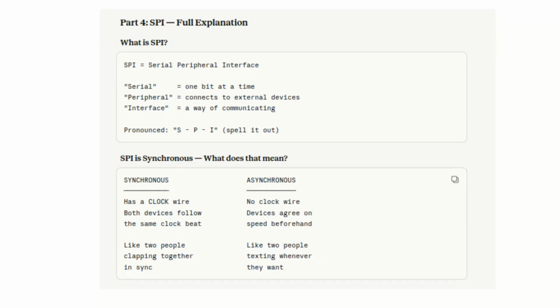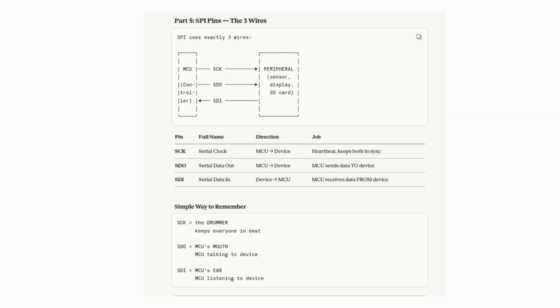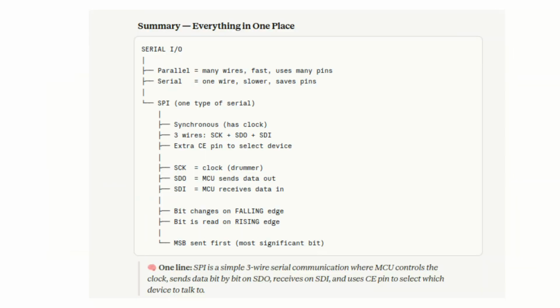From there we were talking about SPI, the serial peripheral interface, and we said it is synchronous. There are three wires, right? SCK, SDO and SDI. SCK maintains the two devices in sync, and a chip enable pin is also there to select which device. SCK is the clock. SDO is the MCU sending data out. SDI means the MCU is receiving the data.